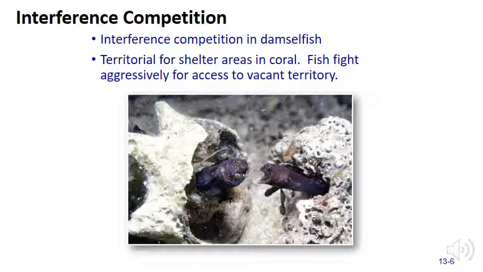And this is quite aggressive behaviour, obviously between individuals of the same species. But if you remove a damselfish from its territory, very quickly that territory will be taken up maybe by another damselfish, but maybe by other territorial reef fish. And so these damselfish are engaging not only in interference competition with their own species, so intraspecific competition, but also with members of other species, so interspecific competition.